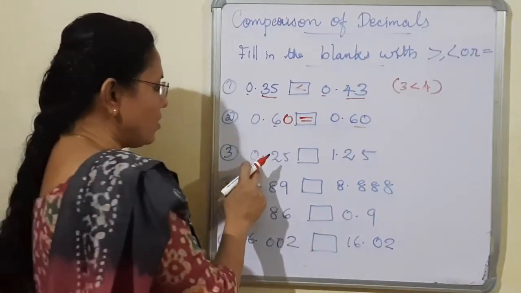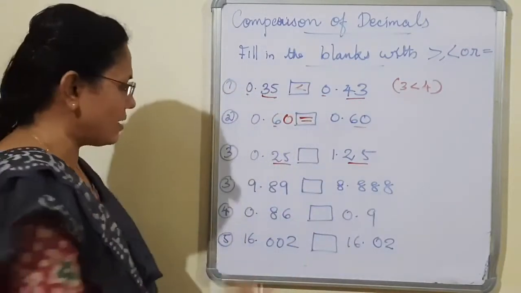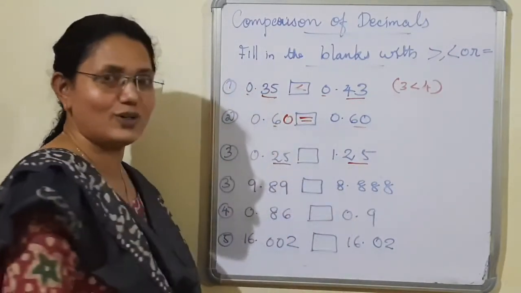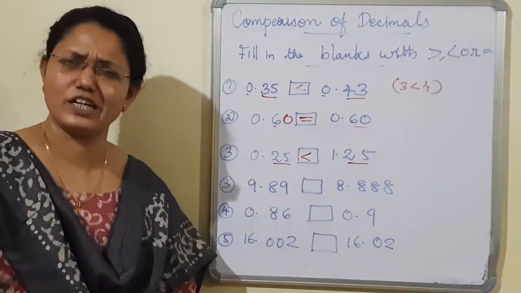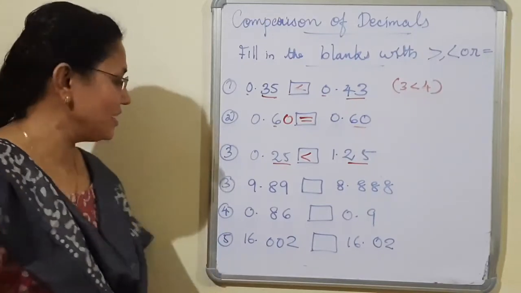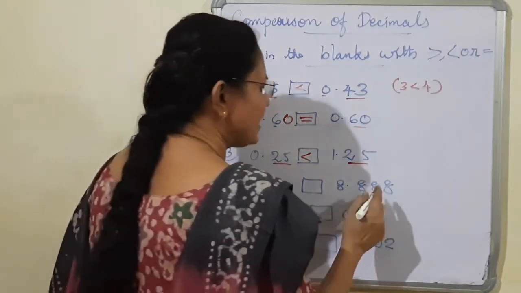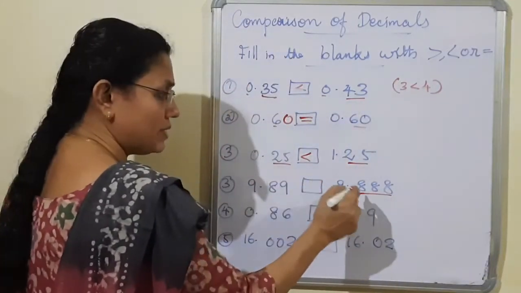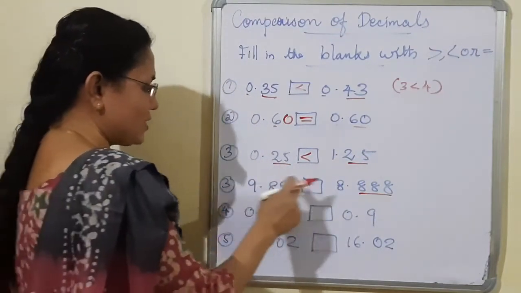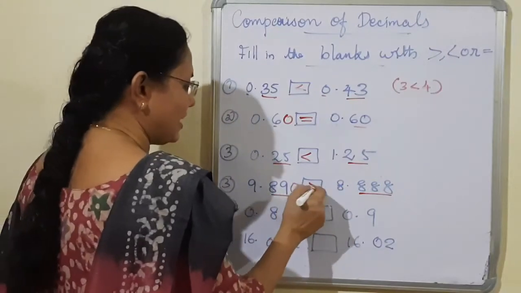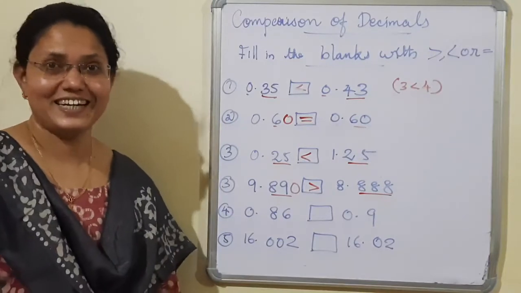Okay. Next one, 0.25 and 1.25. The decimals are like decimals. Compare whole number 0 and 1. You know that 0 is smaller than 1. If the whole number parts are different, you need not compare its decimal part. Okay. Next one, 9.89 and 8.888. Here 3 decimal places, here 2 only, put 1 zero. Now we can compare its whole number 9 and 8. You know that 9 is greater than 8. If the whole numbers are different, you need not compare its decimal part.